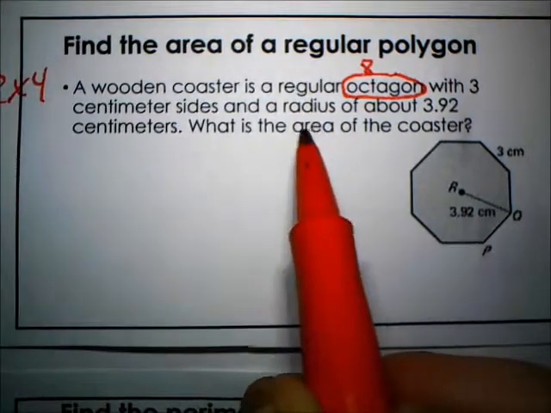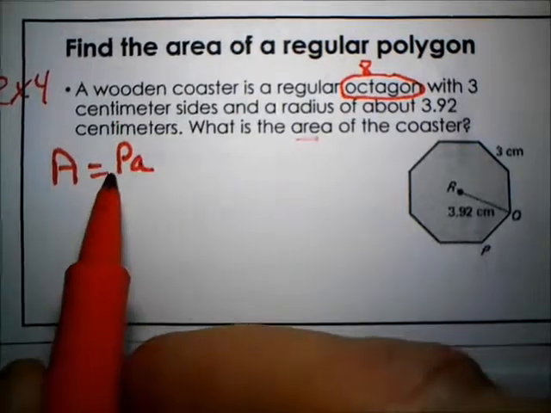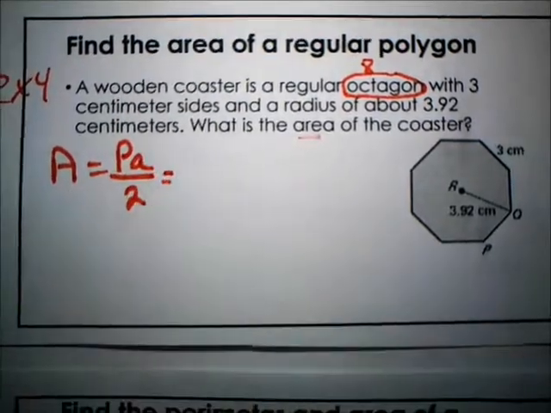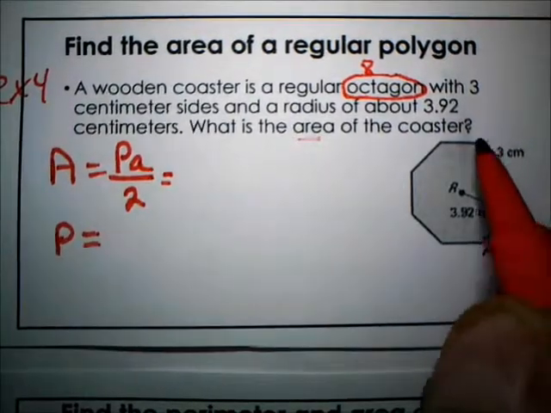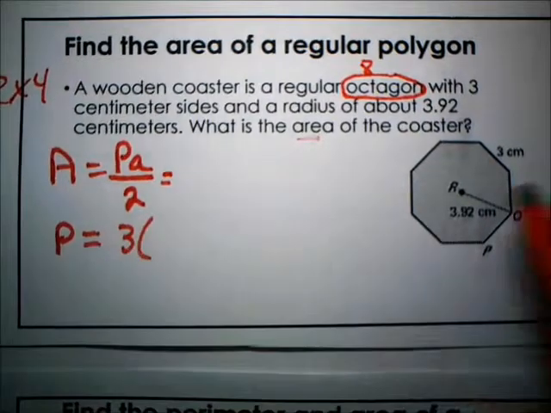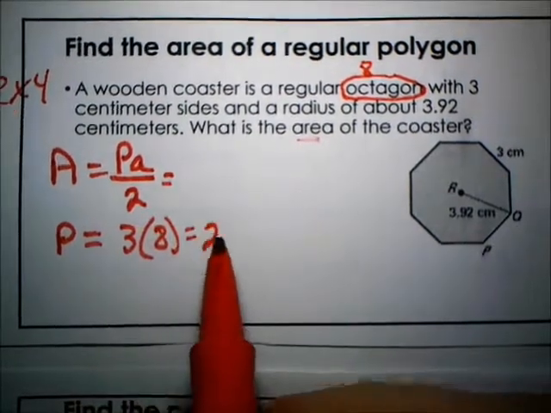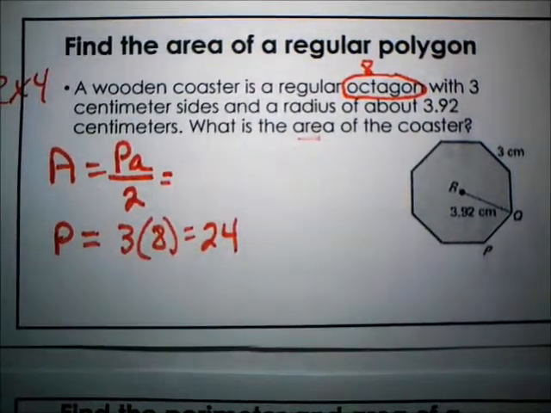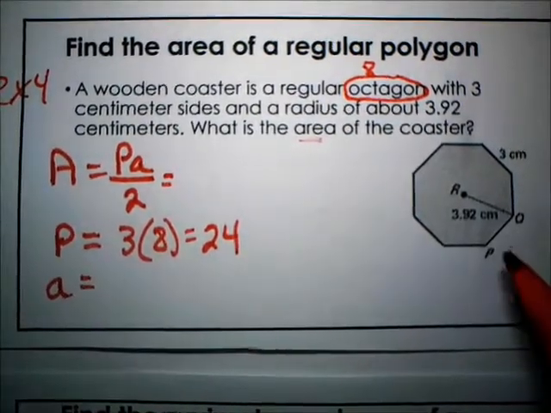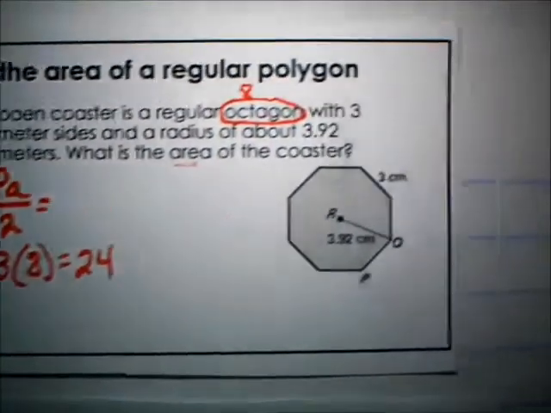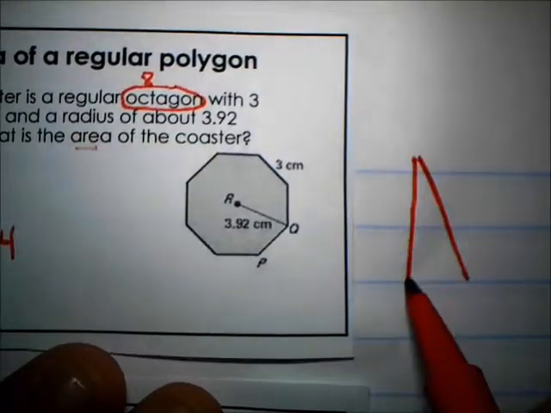What is the area? Now, the area formula that I'm going to be using is A = PA divided by 2. Well, to find the P, I know that one side is 3 and I have 8 total sides, so that means my perimeter is 24. I need to find the apothem, which is a little a, and to be able to do that, I'm going to draw a right triangle over here on the side, a little bit bigger so I can actually see what's going on.